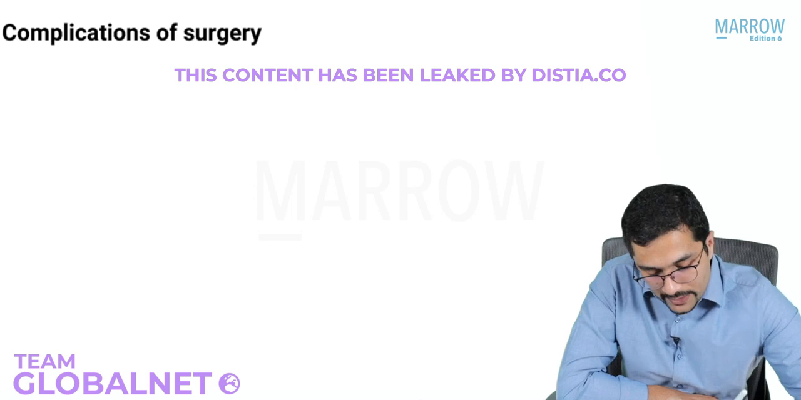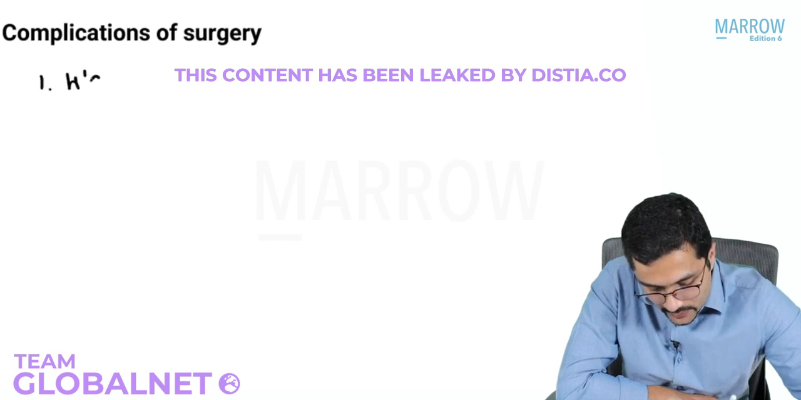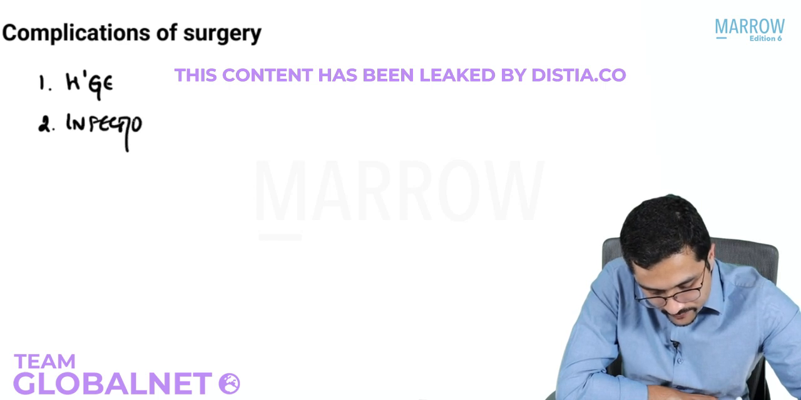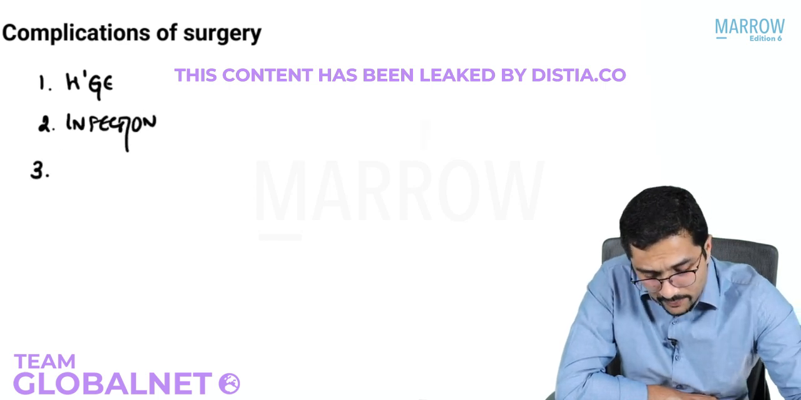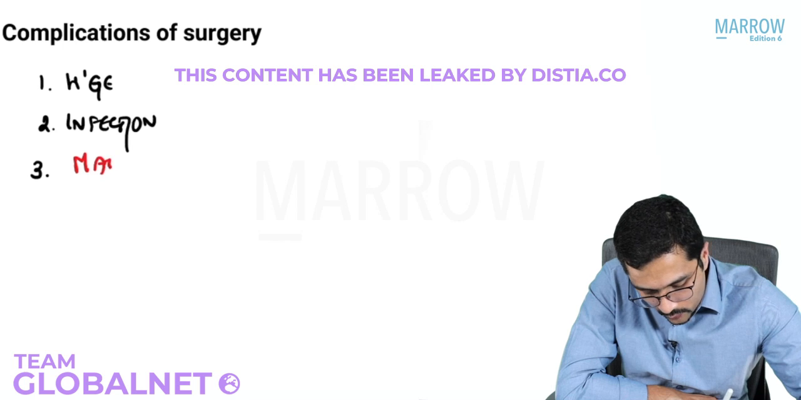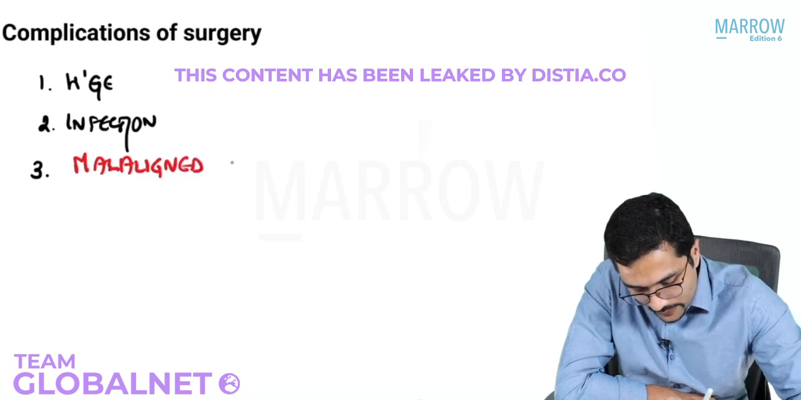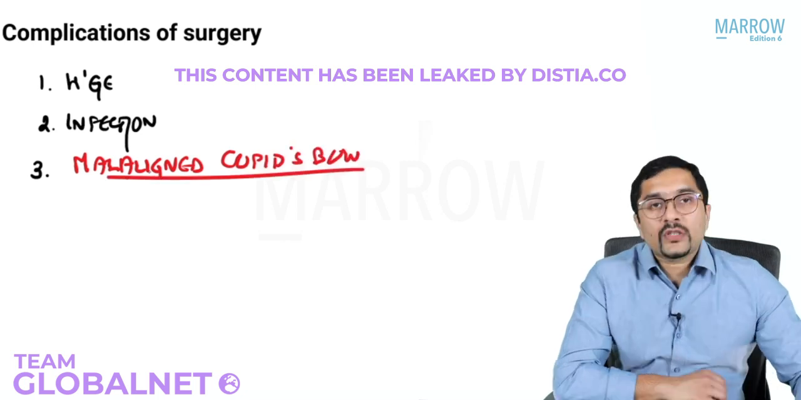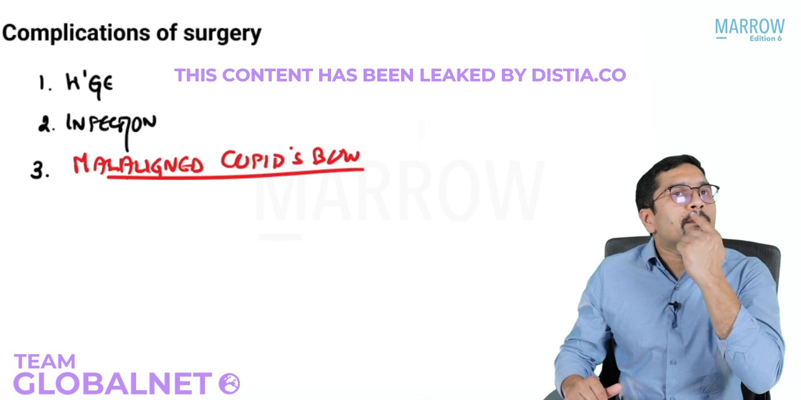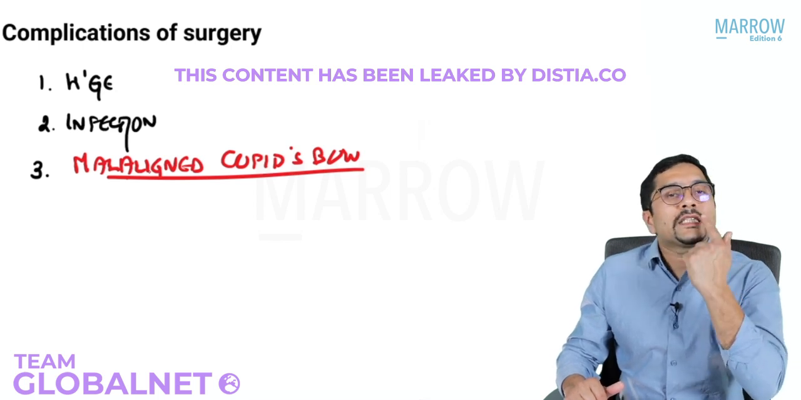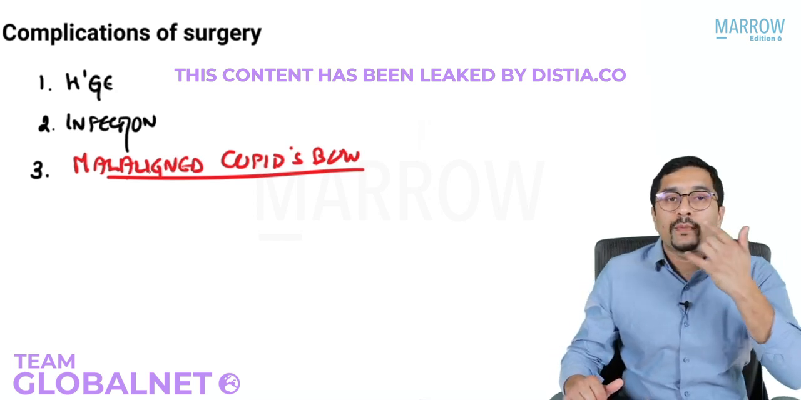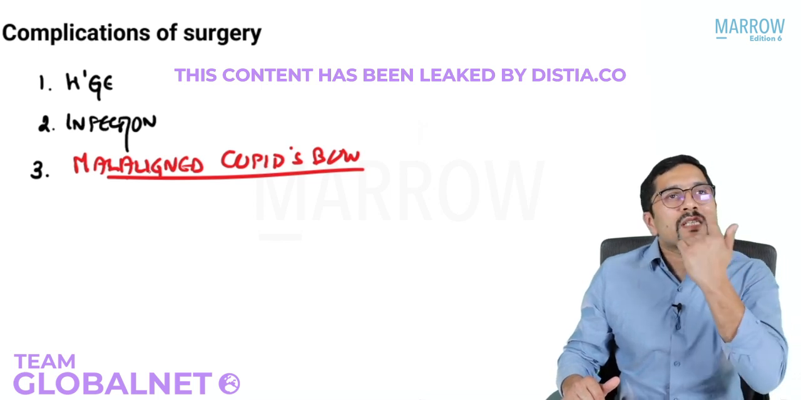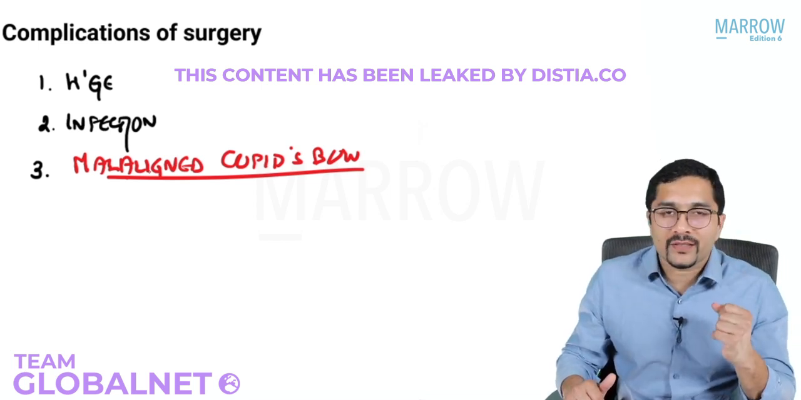Now, what are the complications of surgery? Of course, hemorrhage can be there, infection can be there in these patients. There can be a malaligned Cupid's bow. What does that mean? If you see the upper lip, this shape which you get is called the Cupid's bow appearance, right? It looks like a bow, so you get the Cupid's bow appearance.